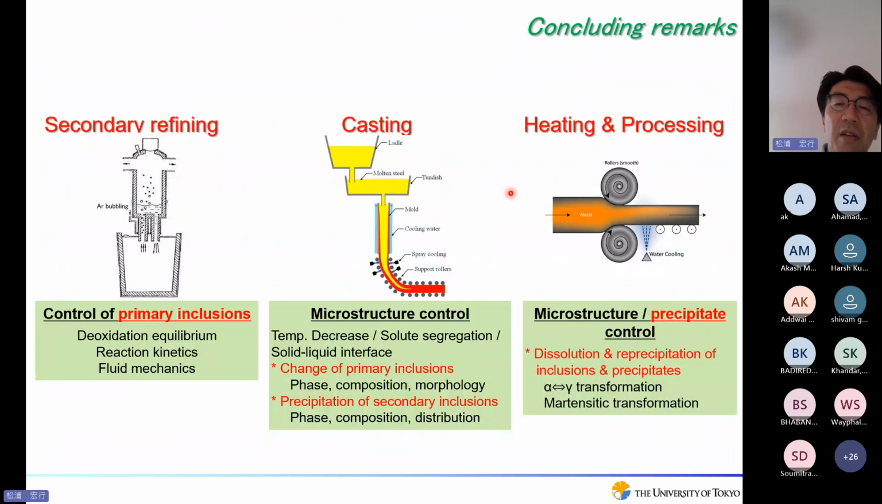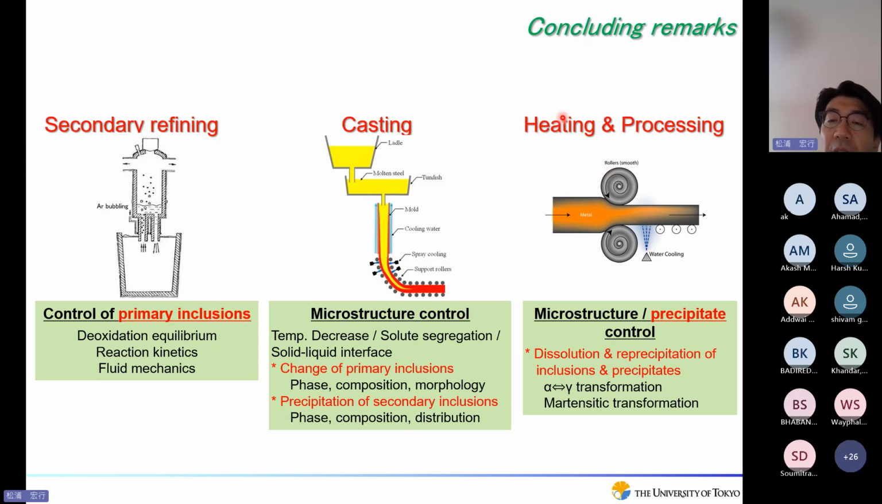For the concluding part, I made two figures. Inclusion control can be achieved through secondary refining, casting, and also the heating and processing part, the post-casting process. There are many functions in each process. In secondary refining, we can normally control the primary inclusions. That's why many previous researchers, not only me, have intensively studied deoxidation equilibria, reaction kinetics, as well as the fluid mechanics of these processes. Within the casting process, microstructure control, temperature change, solid segregation, and the solid-liquid interface, many of these changes influence the inclusions' properties quite significantly.